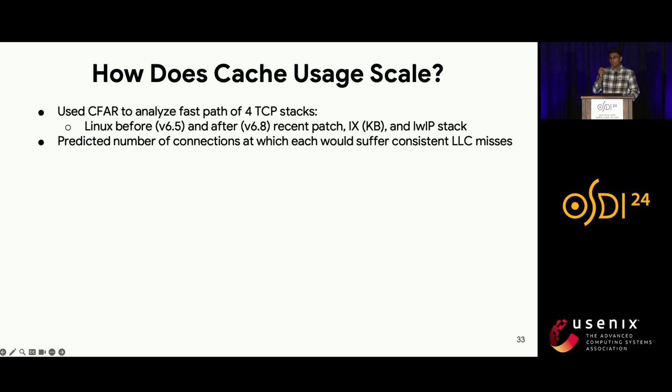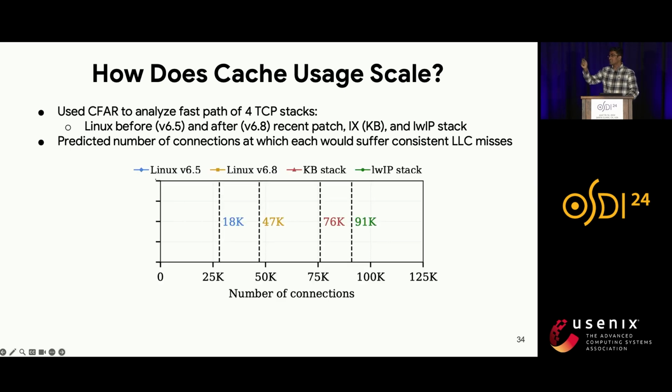So to evaluate utility, one of the questions we asked was the question that Alice wanted to answer at the start of the talk. So we used CFAR to analyze 4 TCP stacks: Linux before and after the recent patch, the X kernel stack, and the LWIP stack. And what we asked it to do was predict the number of connections at which the working set of each would overflow the cache, leading to consistent LLC misses. So on the slide here, you see the predictions that CFAR gave you. The old version of the Linux stack is the least efficient, and it increases in efficiency up to the embedded system stack. And to validate these predictions, we ran each of these 4 stacks, and we measured the latency.